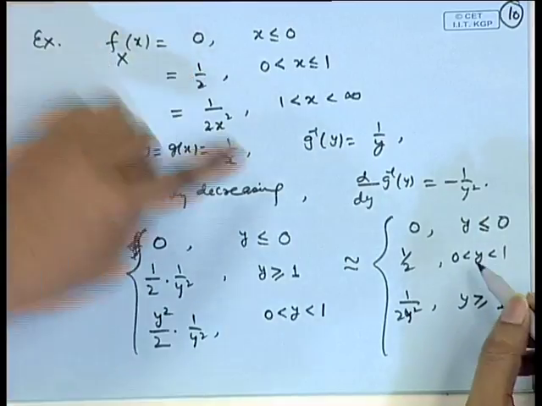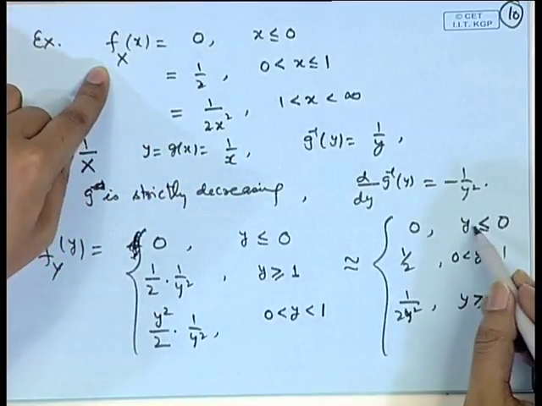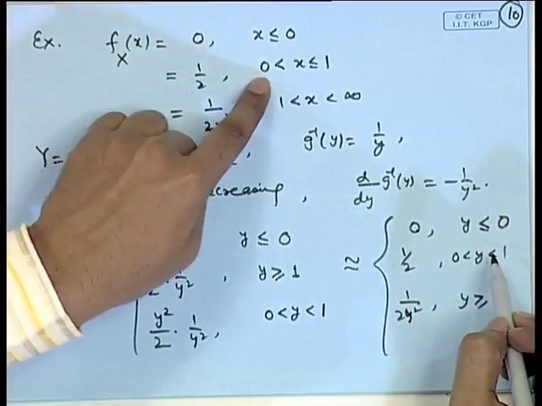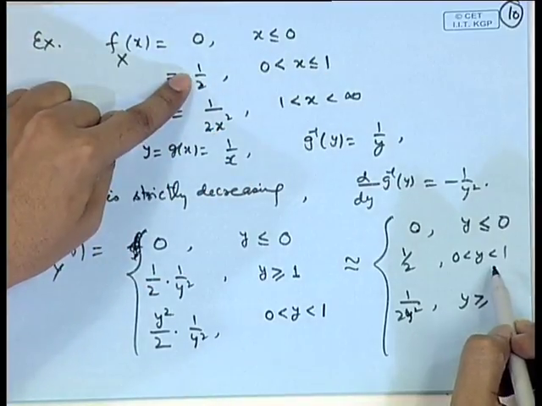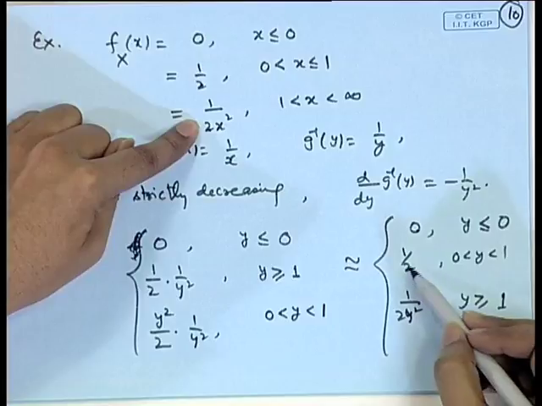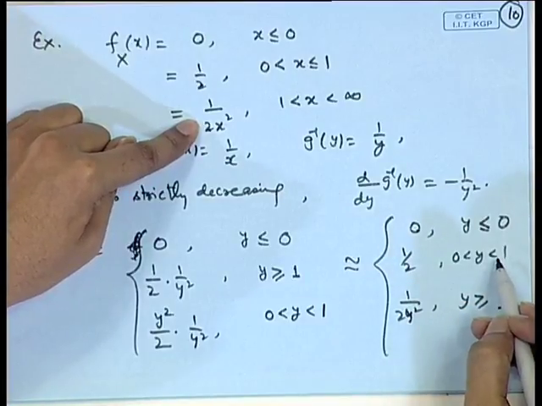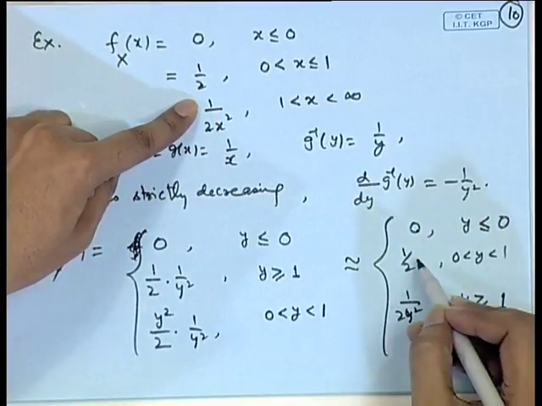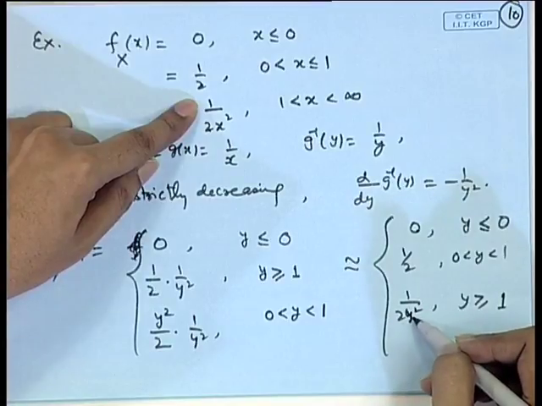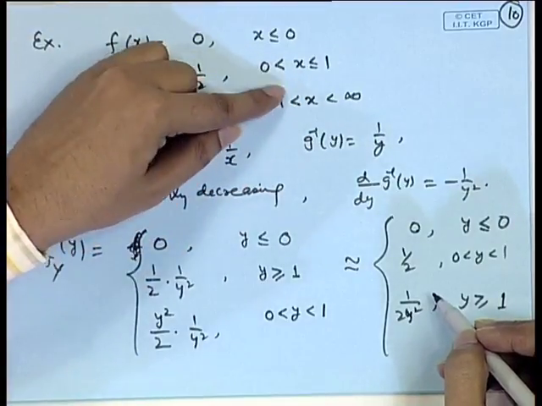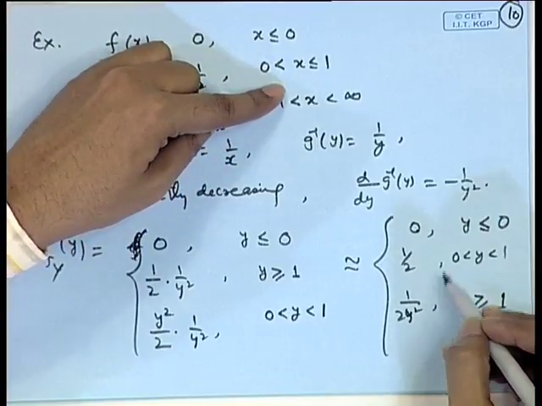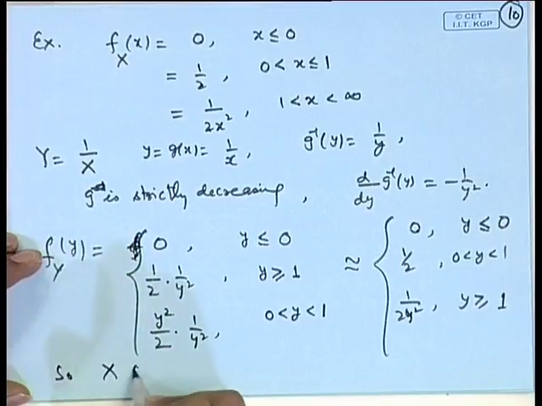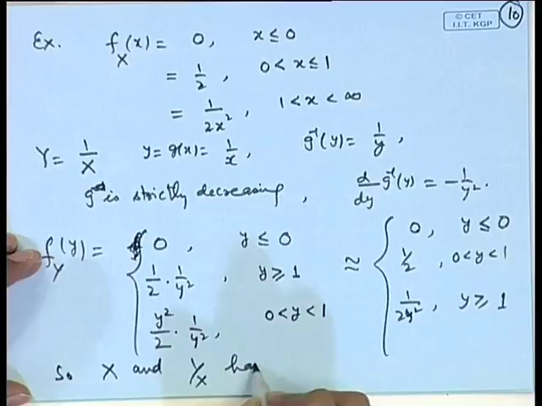Notice here that f_X(x) and f_Y(y) resemble. For x less than or equal to 0, it is 0, here it is 0; for 0 less than x less than or equal to 1 it is half, and when x is greater than 1, it is 1 by 2 x square. That is also satisfied here, except for equality at the end point, but that hardly matters, because if I put y equal to 1 here, the value is half, and here also. Actually, at the end points, because it is a continuous random variable, the values will be immaterial. So, basically x and 1 by x have the same distribution here.